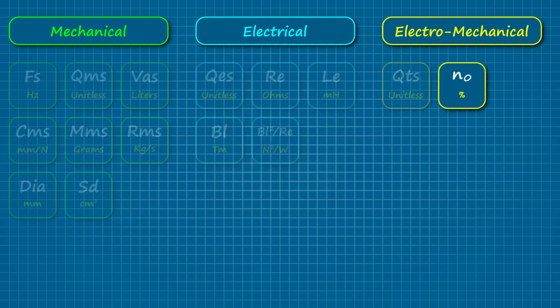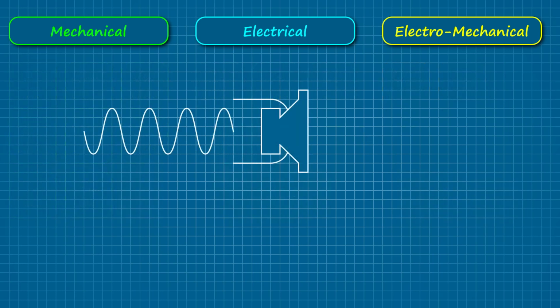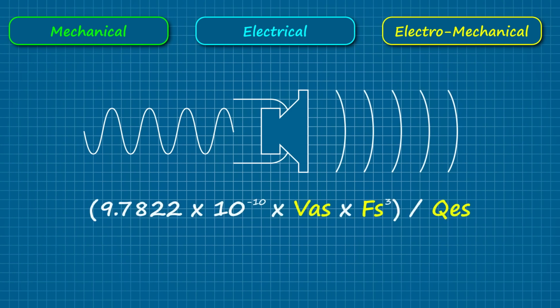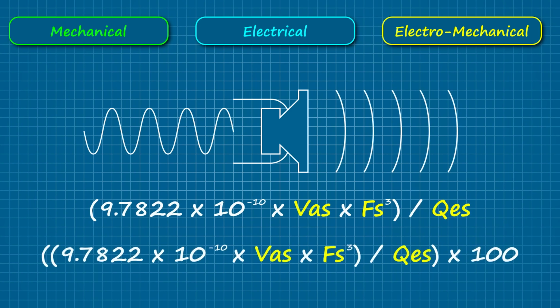The N0 parameter gives us the driver's reference efficiency in half space, either as a ratio of the electrical input to the acoustic output or as a percentage of the same. In fact, here's how we get the ratio, and here's how we get the percentage. Bear this in mind as we talk about the last item on our list.